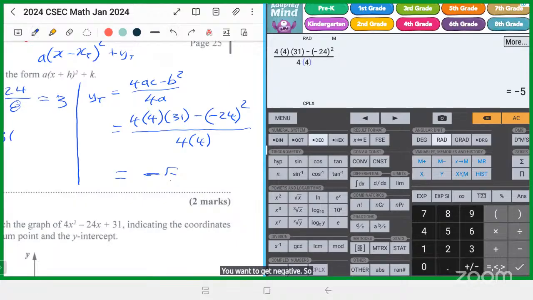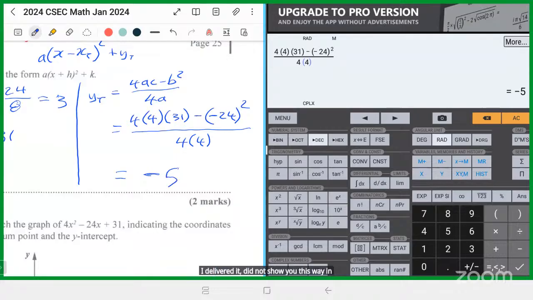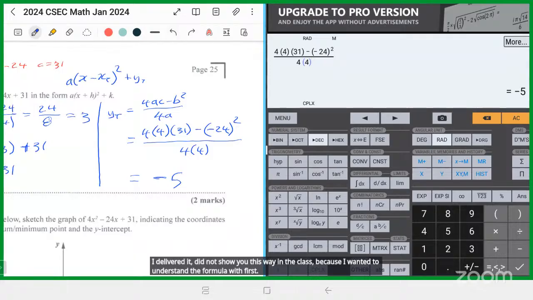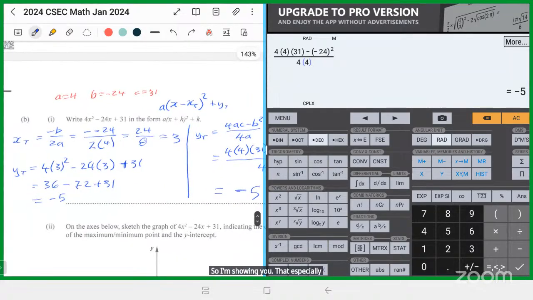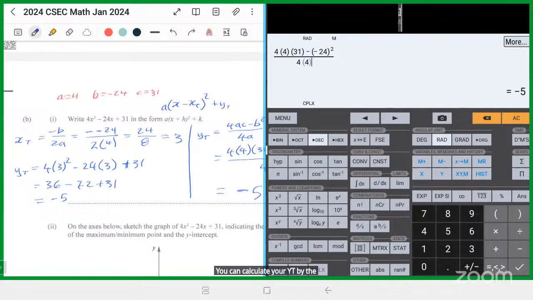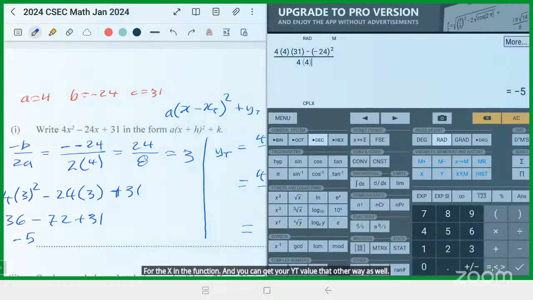So I've just made a little bit of progress with you guys. I deliberately did not show you this way in the class because I wanted you to understand the formula way first. So I'm showing you that especially when your xt value is a whole number, you can calculate your yt by substituting that whole number xt value for the x in the function, and you can get your yt value that other way as well.